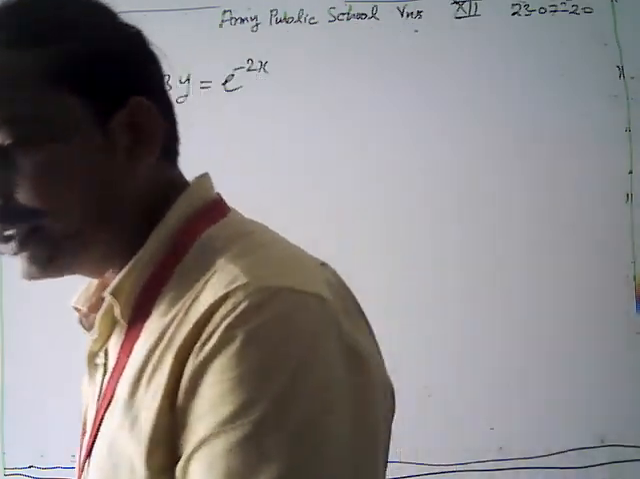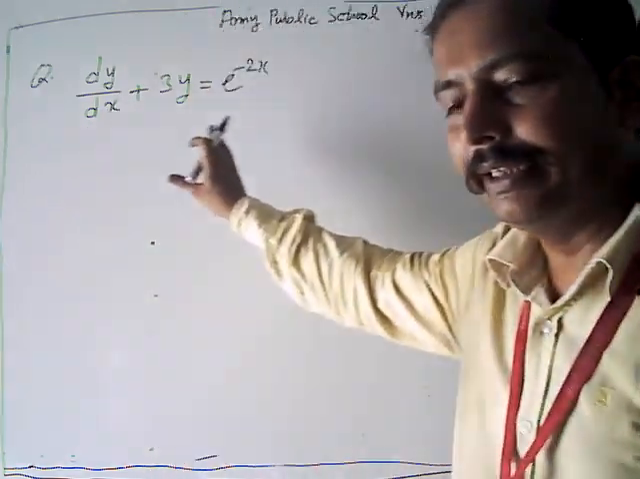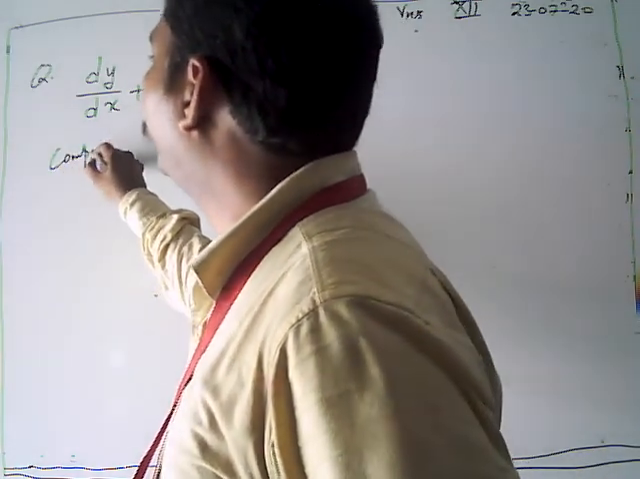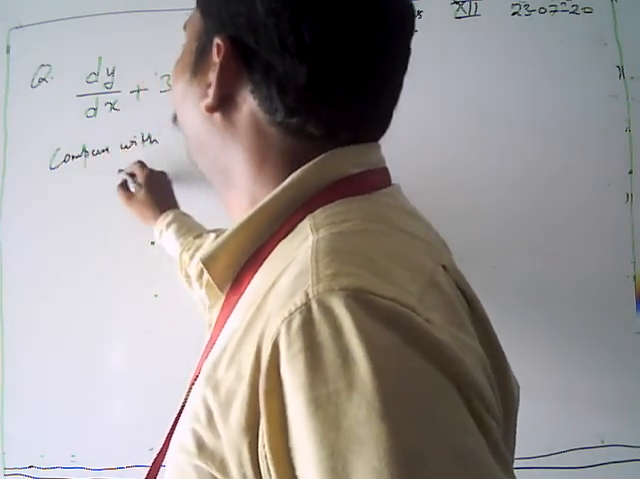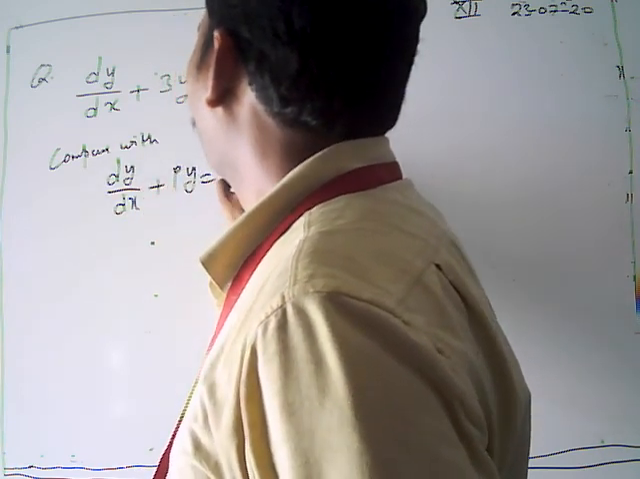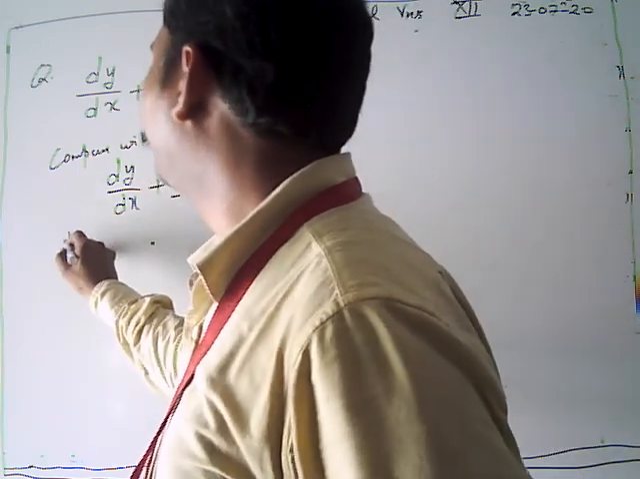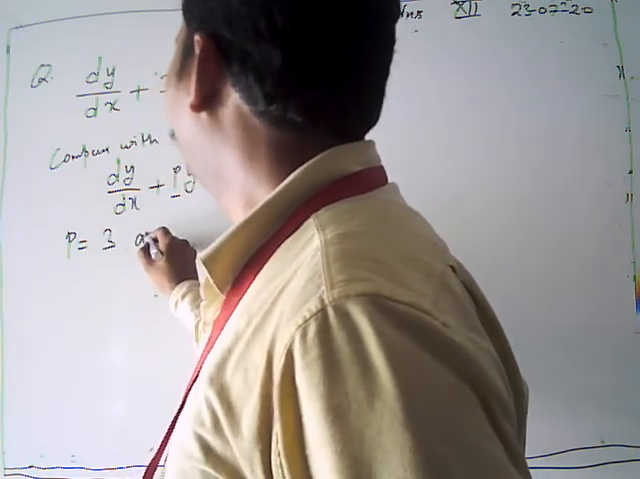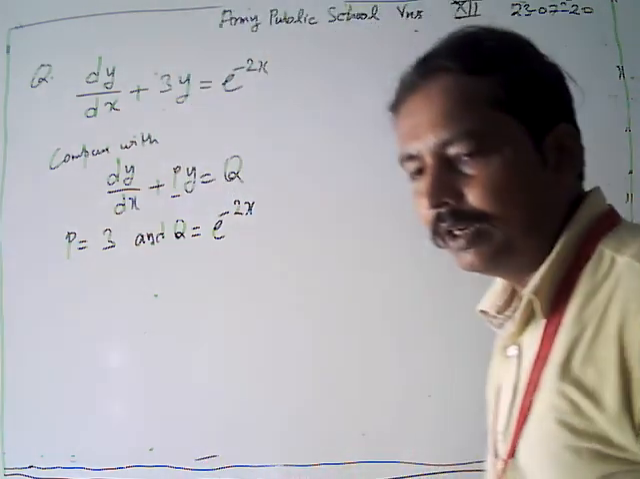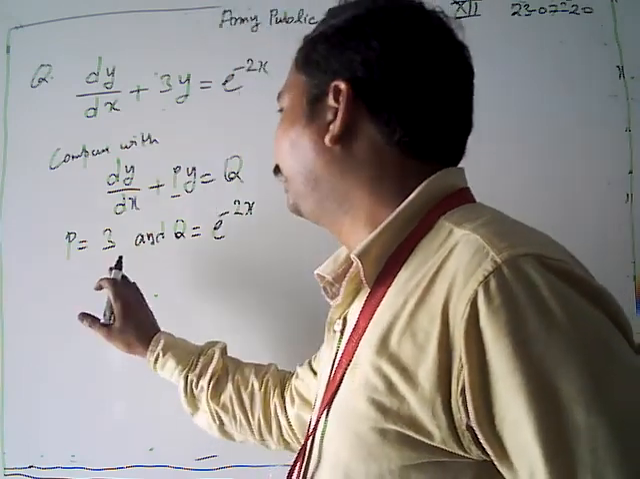How can we find its general solution? First of all, we have to check that it is in standard form. Comparing with the standard form dy/dx + py = q, we have p = 3 and q = e to the power minus 2x. Now we have the values of p and q, and it is in standard form.